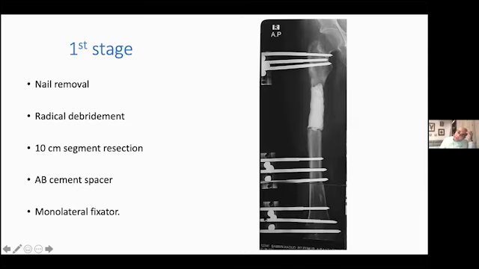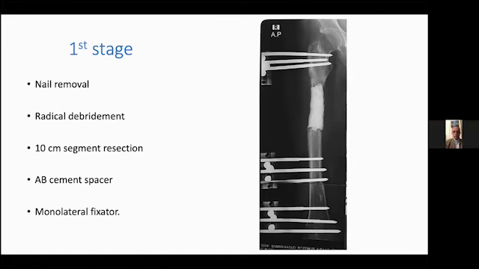Okay, just a second, Mustafa. Dr. Mu'taz Fouad, what do you think of this fixation strategy? This is applying a definitive external fixator in the first stage. What do you think of that? Is it advantageous, Dr. Mu'taz?